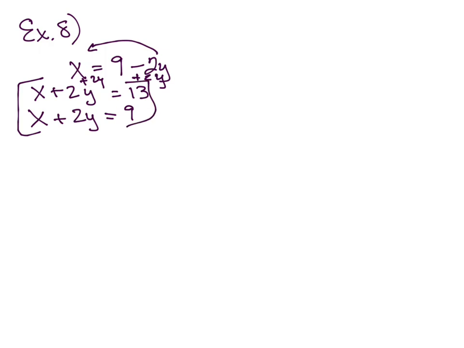We're going to do what? Stack them. And then multiply times a negative 1. Which one do you want to multiply by negative 1? The bottom one? Multiply this guy by negative 1. I like it. So the top is x plus 2y equals 13. The bottom is negative x minus 2y equals negative 9.